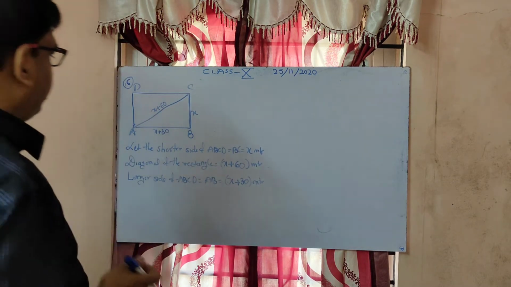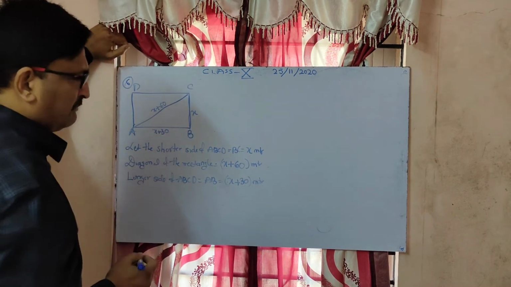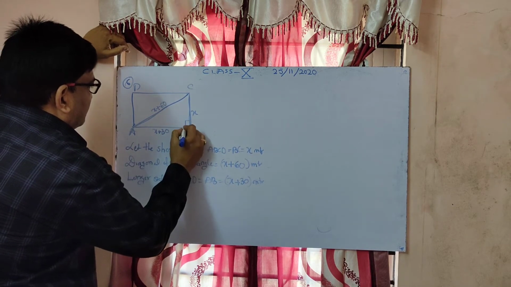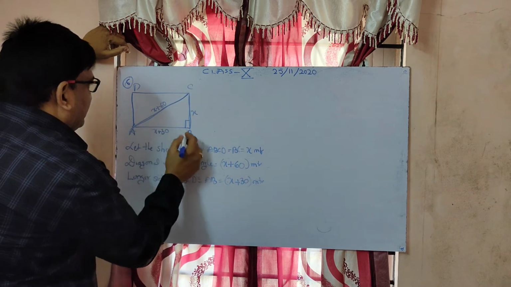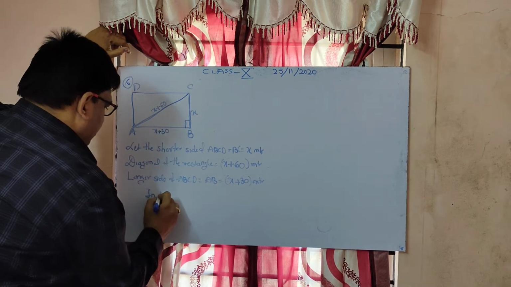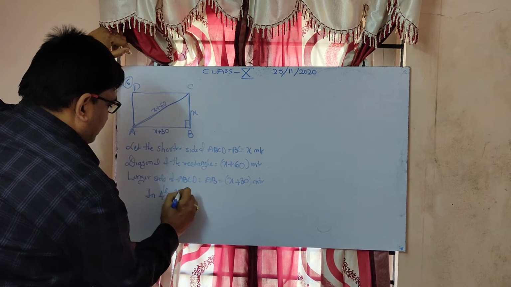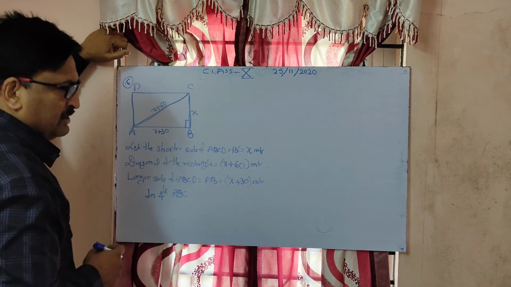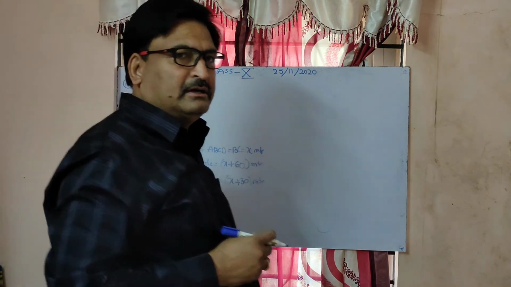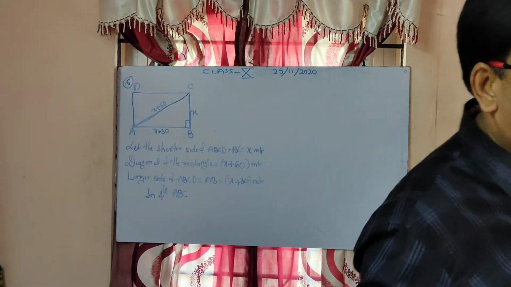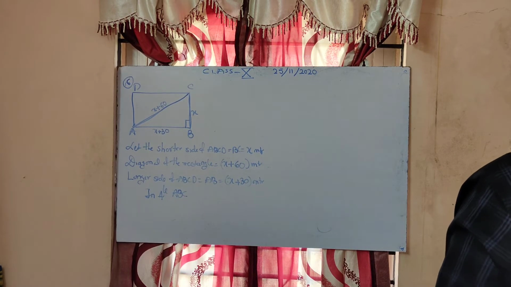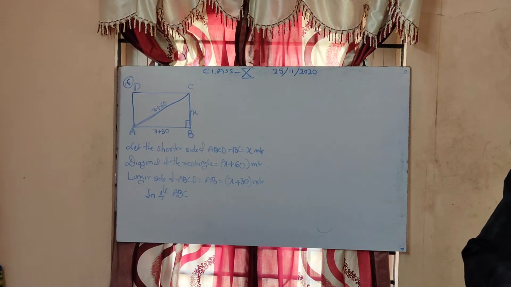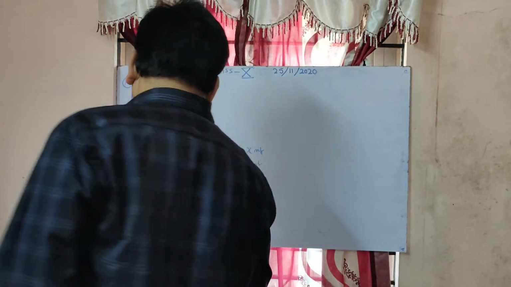What is the formula of perimeter? Sorry, forget about that now. You look here. This is a triangle, A, B, C. In triangle ABC, which type of triangle is it? It is a right angle triangle. Whenever we are talking about a right angle triangle, you need to remember one important formula, that is the Pythagorean formula. What does the Pythagorean formula tell us?